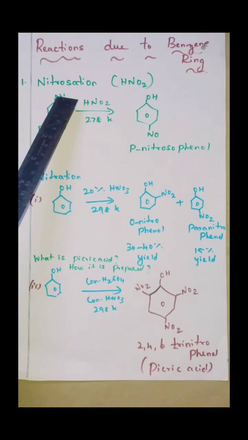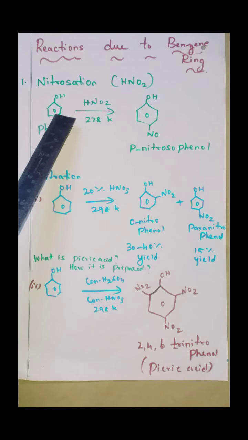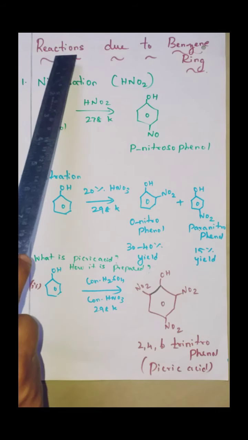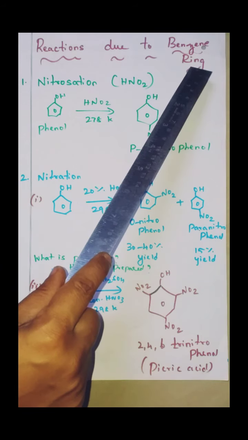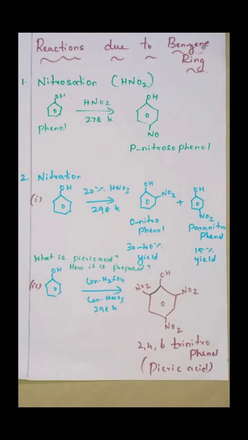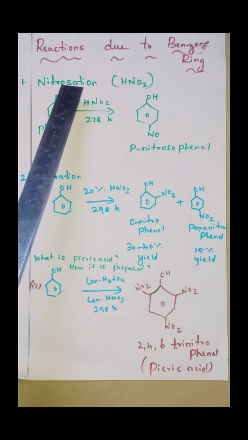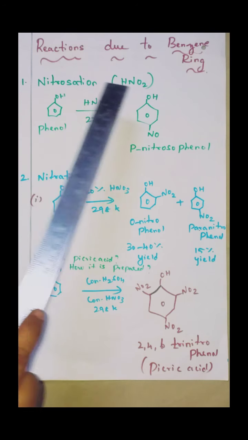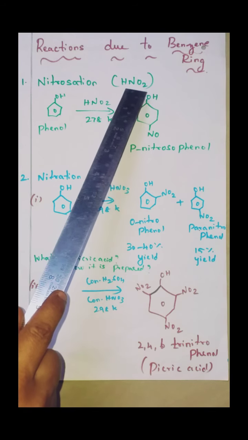Here there is no change in the benzene OH group. Just which reactions take place only in the benzene ring. So that's why reactions due to benzene ring, not due to OH group. So for that, first nitrosation reaction. Nitrosation means, in the heading itself, the reaction is with nitrous acid.